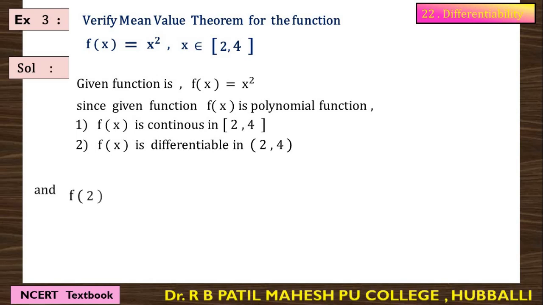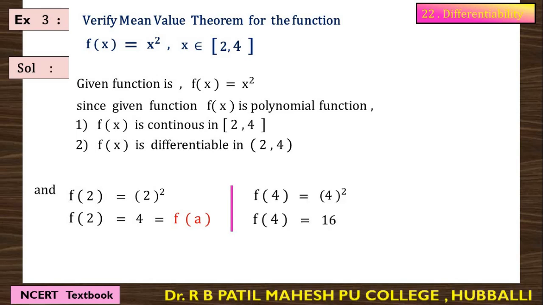And find the function values. f of 2: easily you can operate here 2 square. So that is f of 2 equal to 4, and denote this as f of a. Similarly f of 4, that is 4 square, it is 16. Denote this as f of b. Next find the derivative. f of x equal to x square, f dash of x is equal to 2x.